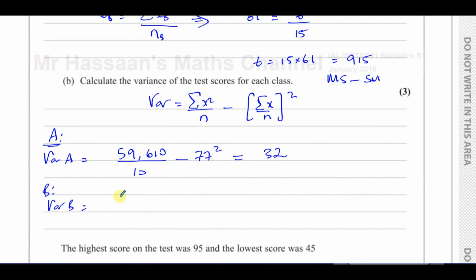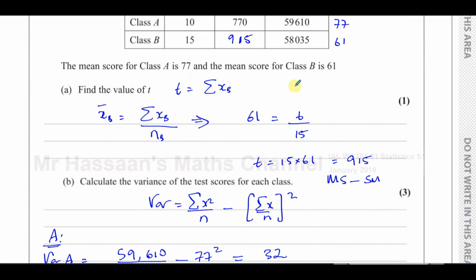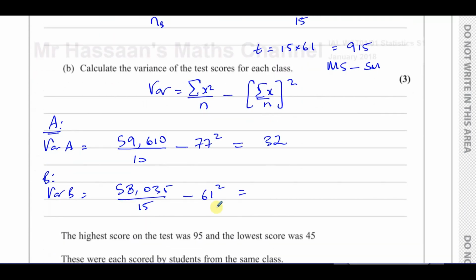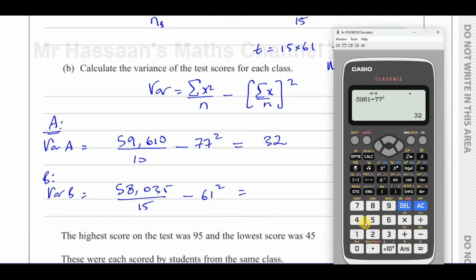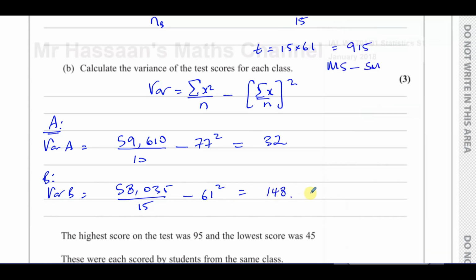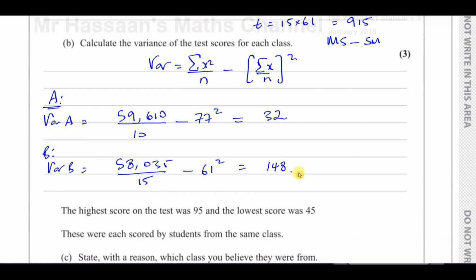So 58,035 divided by 15 minus 61 squared. 61 was the mean of B, which they told us about. So we're going to take this as well. So we have 58,035 divided by 15. And that, we've got to take away from that 61 squared. Okay, that gives us 148. Okay, so the variance of A and variance of B, done.